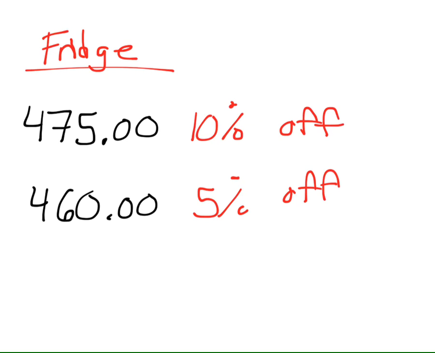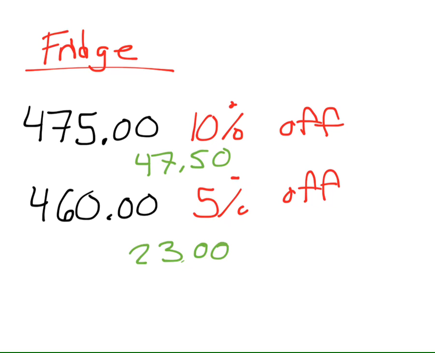So let's use mental math here. 10% off of this one, how many dollars off is that going to be? $47.50, right? You move it one to the left. That's 10% off. 5% off of this one. Well, let's figure out what is 10% off of this one. Yeah, 10% would be $46, right? So 5% would be $23. You with me there? Because 10% was $46, so 5% is half of 10%. So half of $46 would be $23.